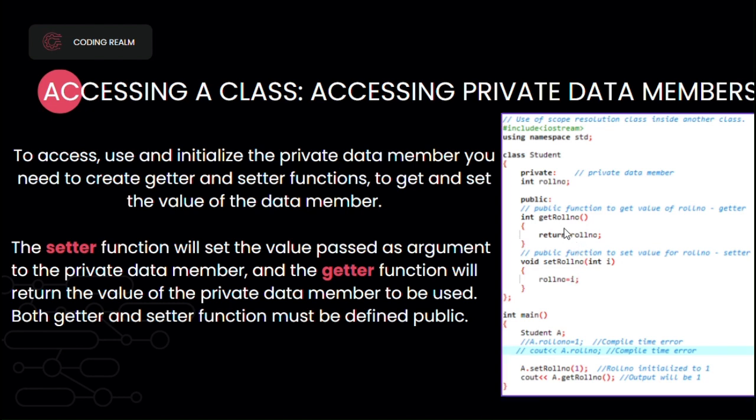Look here, getter and setter. Public get roll number is the getter, and we need to return the roll number, and void set roll number equals I. This is how to use get and set in object-oriented programming to access the private data members. And finally, to access, I use a.setRoll and a.getRoll.